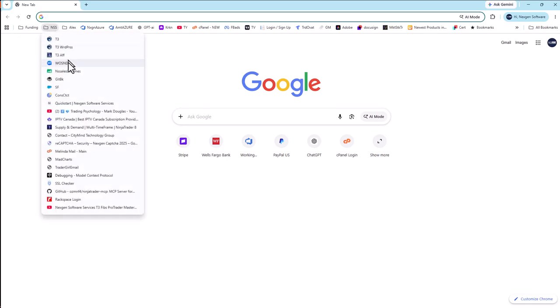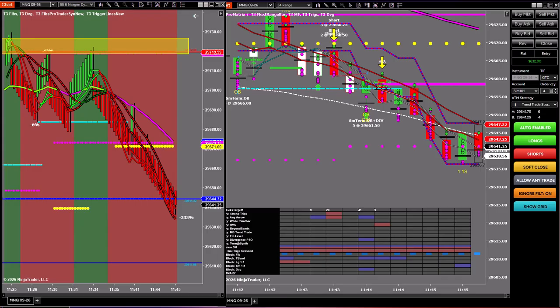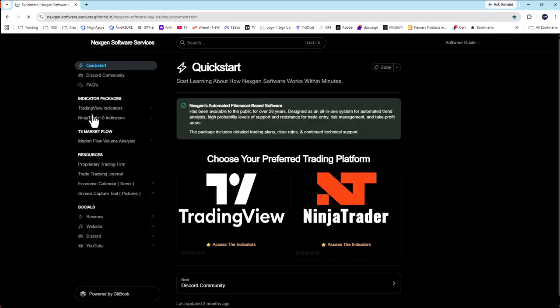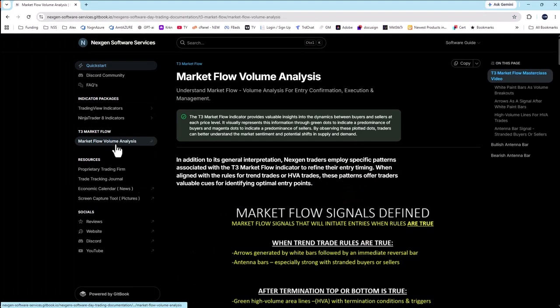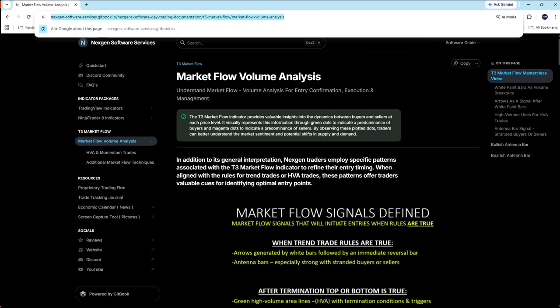Let me pull up the... That's not the right one. That was my Mark Douglas page. Hang on. So this is the page that you need to go study, Emerald.